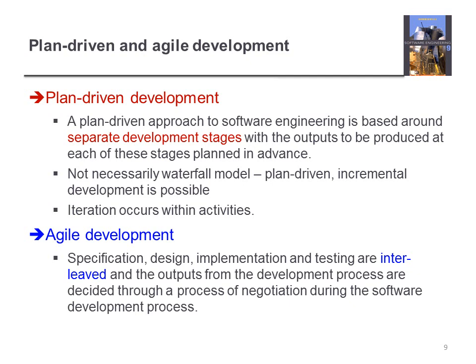Iteration occurs within activities, while in agile development, the software processes, which are specification, design, implementation, and testing, are interleaved, and the outputs from the development process are decided through a process of negotiation during the software development process. We're going to see the difference in the next slide.